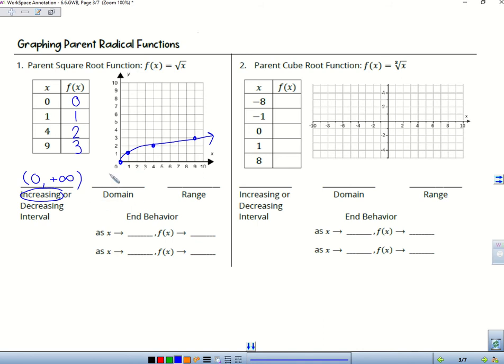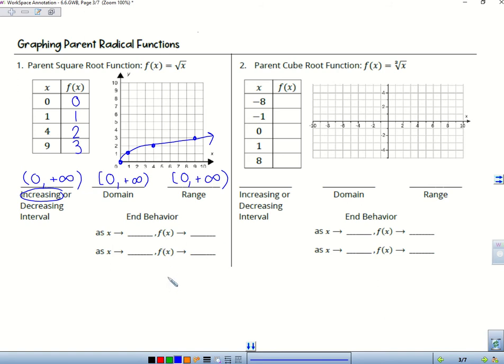So, the domain of this is going to be from 0 to positive infinity, and the range is also going to be 0 to positive infinity. Because as you can see, it starts at 0 and goes up forever. It starts at 0 and goes to the right forever. Okay? End behavior is going to be based on your domain.